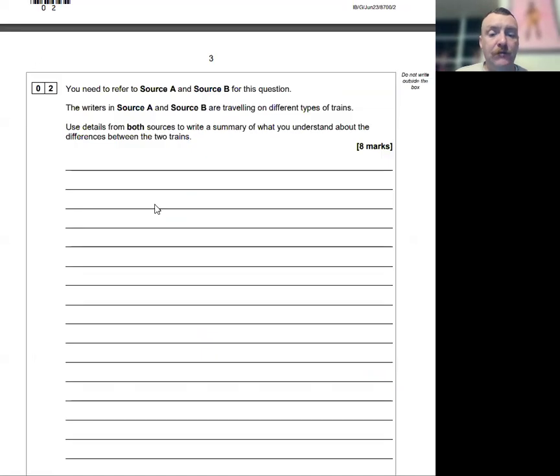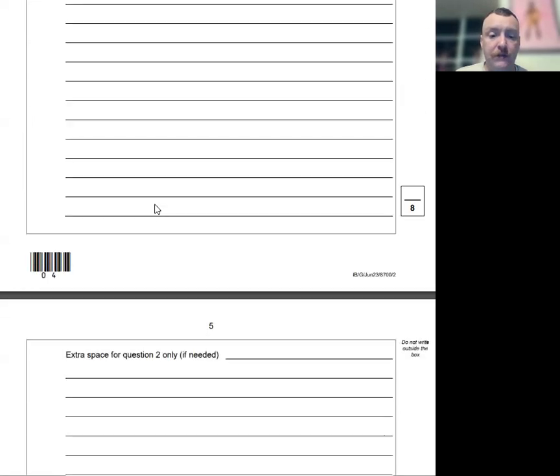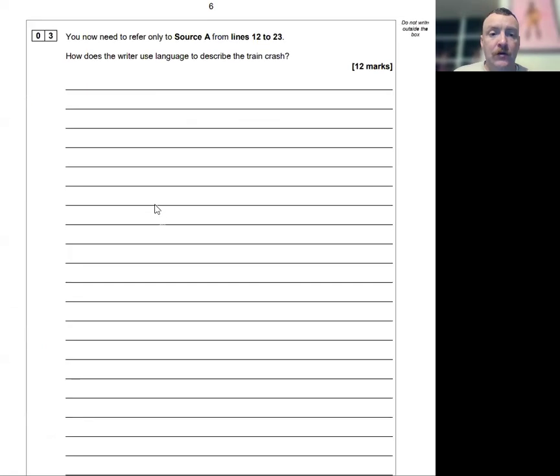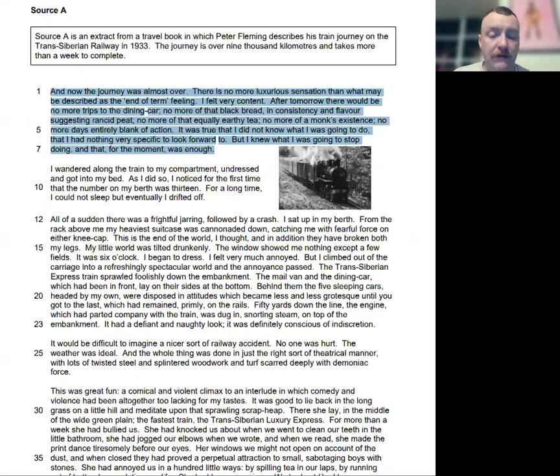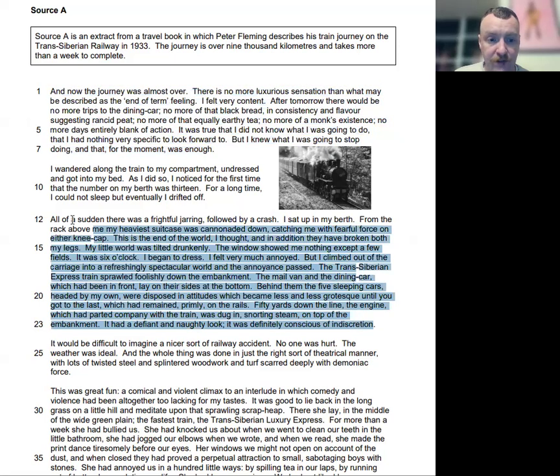So let's move on to question number 3. Question 3. You now need to refer only to source A from lines 12 to 23. So again, make sure you know which source it is. We've got source A and we've got lines 12 to 23, which is one paragraph in the middle of the text there. That is all we need to look at for this particular question, question 3.